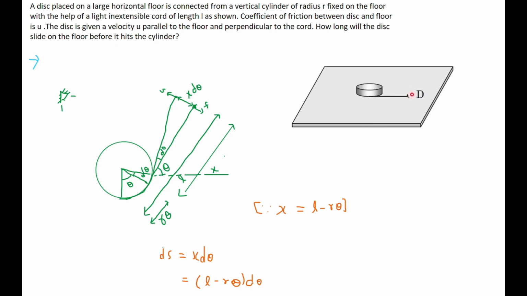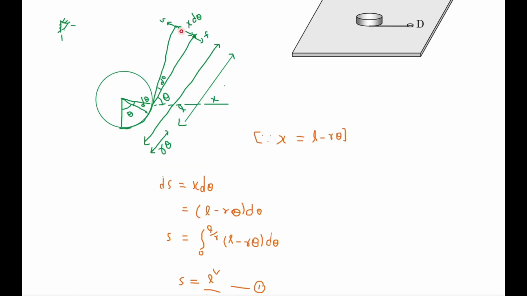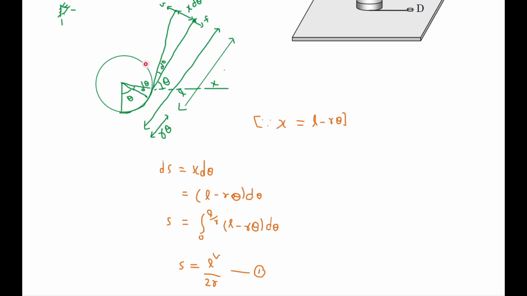So it is given a velocity u perpendicular to the cord, parallel to the floor. It is happening in the horizontal plane, so gravity plays no role here. Writing the free body diagram, as the particle rotates by angle d theta, we have to find the displacement before it hits the cylinder. The arc length is x d theta, where we assume the length consumed is x. Basically x equals the total length minus the arc length r theta, so L minus r theta.